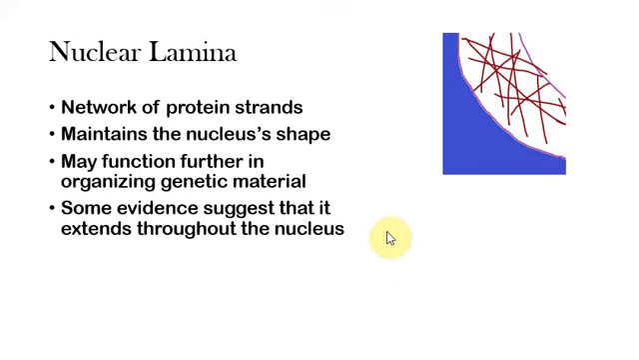There's actually some evidence that there's an extension of the nuclear lamina. Maybe it could be called a nuclear matrix that would extend into the rest of the nucleus, even to where the DNA is stored. And as such, it may function in organizing genetic material. But this is kind of what it looks like. They just kind of interconnect, they connect with the membrane, and they pull everything into the right shape.